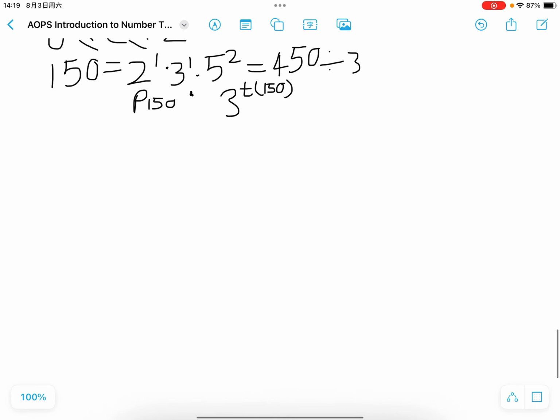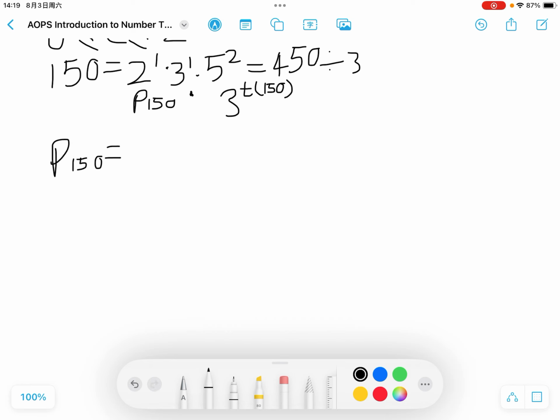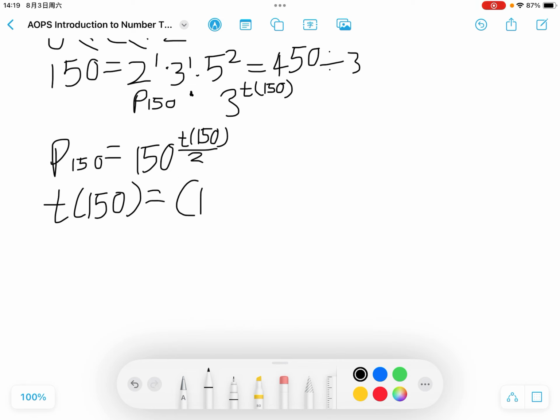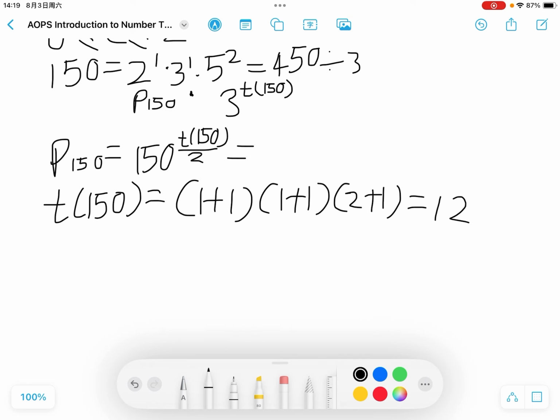So let's just get to work. We know how to figure out the product of divisors of 150. P150 is just going to be equal to 150 to the power of T150 over 2. T150 is equal to the product of all the exponents here plus 1: 1 plus 1 times 1 plus 1 times 2 plus 1. So we have 2 times 2 times 3, which is 12. So P150 is equal to 150 to the power of 6. Now we want to multiply each of the divisors of 150 by 3, and there are a total of T150 divisors of 150, so we multiply 3 to the power of T150. That just gives me 150 to the power of 6 times 3 to the power of 12.